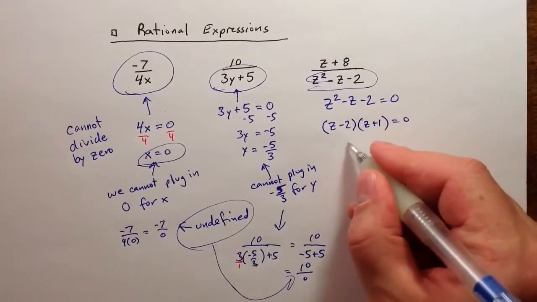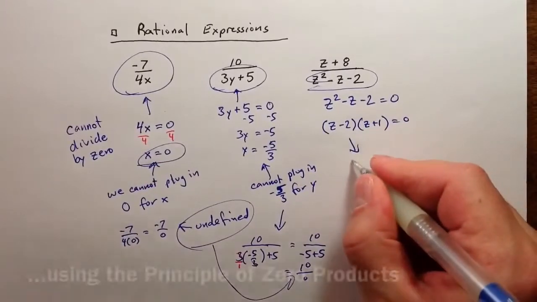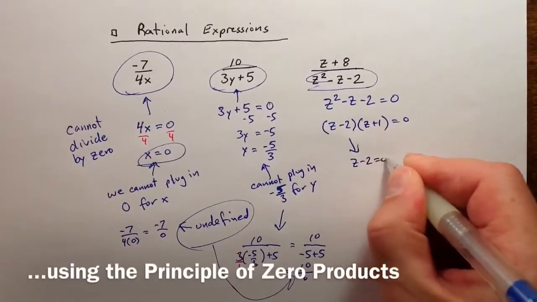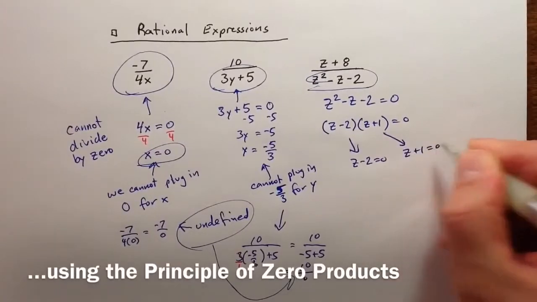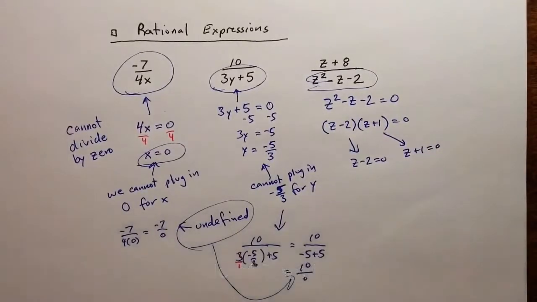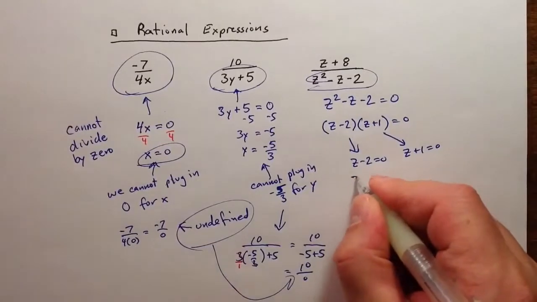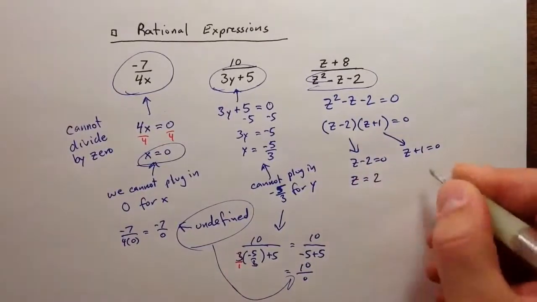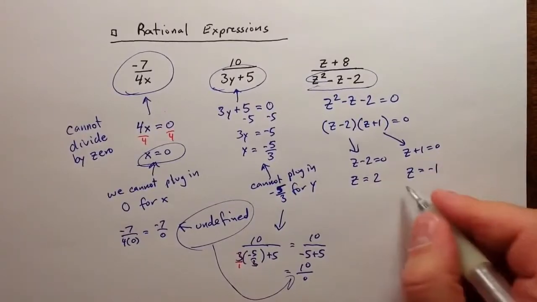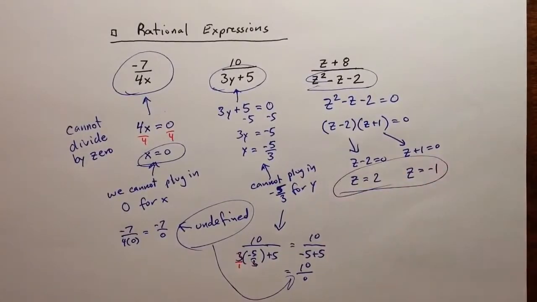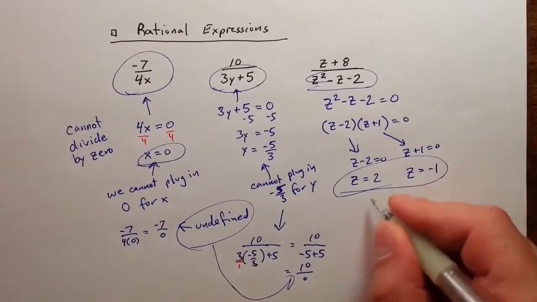And now I can turn this into two simpler equations. Z minus 2 equals 0 and z plus 1 equals 0. Solving each of those, I get two solutions, z equals 2 or z equals -1, and those then would be the two values that I can't plug in for z.